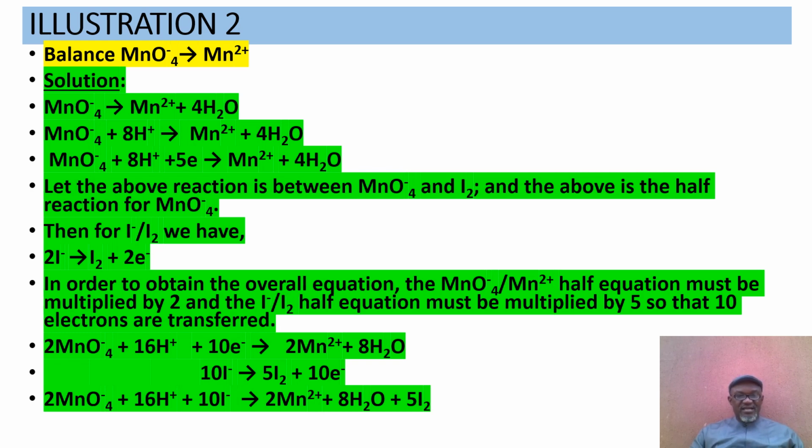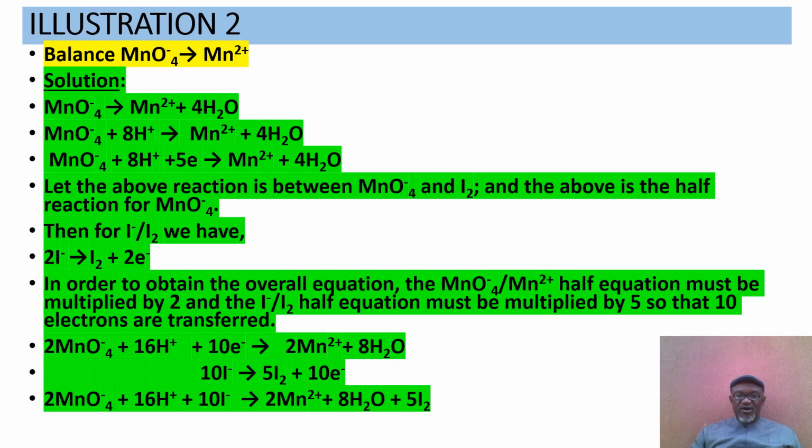And since we have added hydrogen ion on the left, we'll now check which side is deficient in electrons. We'll add the electrons. It is the left-hand side. We have added these electrons. Now, if the above reaction is between the manganese ion and iodine, the above is the half reaction for manganese ion. Now, for iodine, we have 2I minus giving us I2 plus 2e.